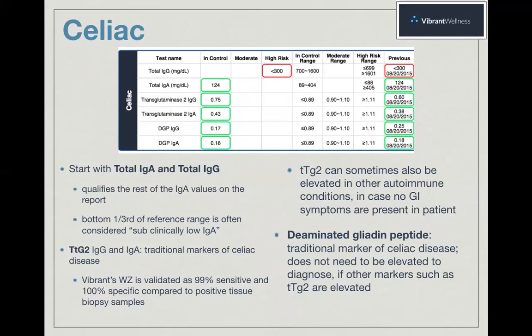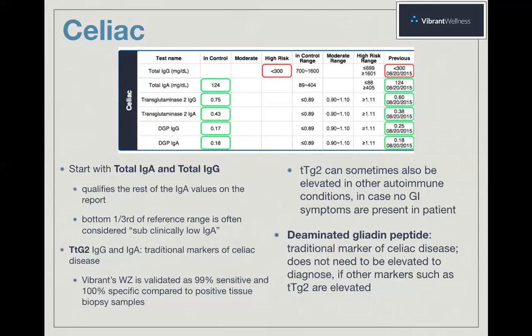Perhaps the most important qualifier for the rest of the test are the total IgA and total IgG measurements. These measure the total IgA and IgG that the individual is able to produce and indicate whether the rest of the IgA and IgG values on the report will be accurate indicators of reactivity. Despite the reference range given, most providers find that the actual lower control limit should be cut off somewhere around 160 for IgA, as that is the bottom third of data values.